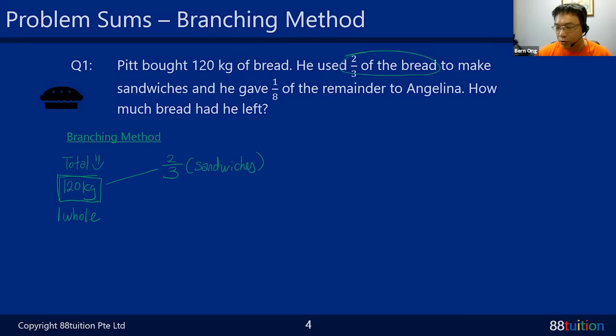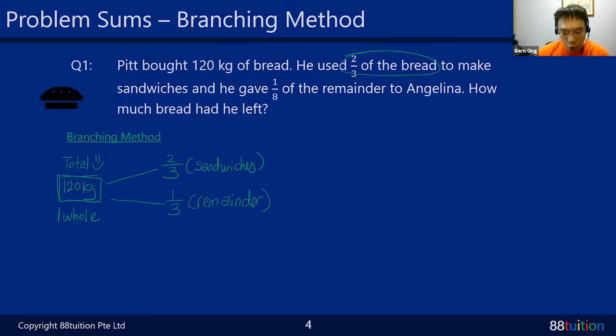Then you have to tell me the other side of the story. What's the other side of the story? If two out of three parts is used to make sandwiches, you have to know the other part, which is the remainder, considered one-third. This is called the remainder. A lot of them write one-third is the remainder. So out of three parts, two is for sandwiches, one is the remainder. Just write it in like this. So from one total, you branch into two smaller branches.